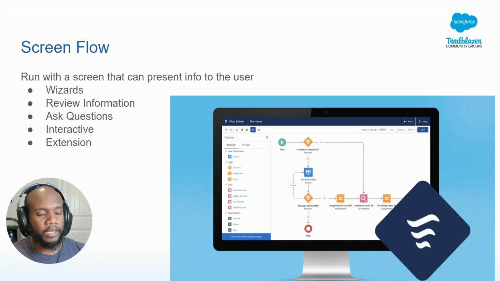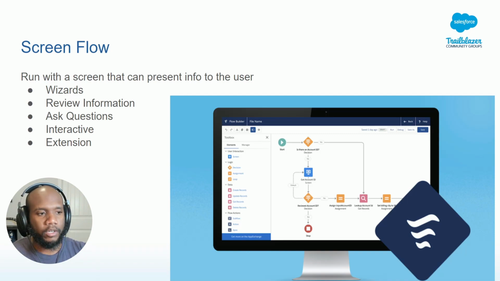So now we're going to talk about the different types of flows. And the first one here, one that a lot of you have probably seen, is the Screenflow. Screenflows run, and they are generally used to present information to the user. We want to walk the user through certain steps, or we want them to review information before the flow does some tasks or updates records and things like that.